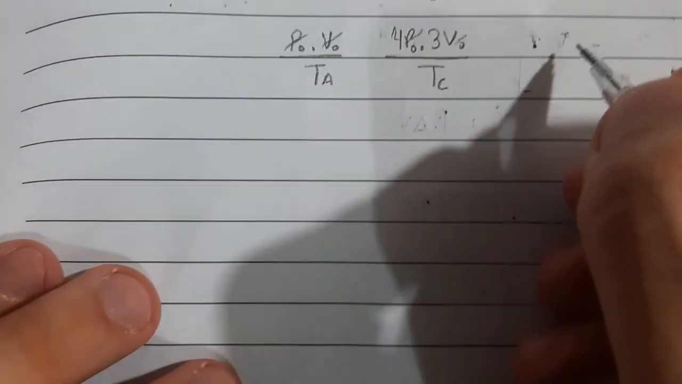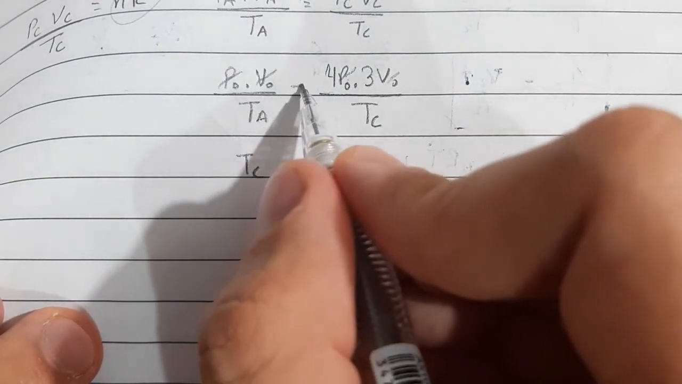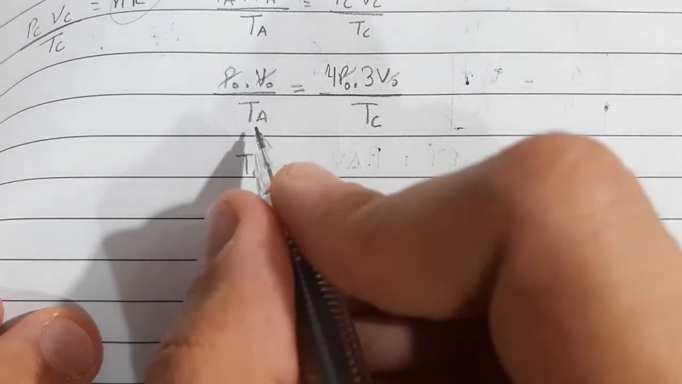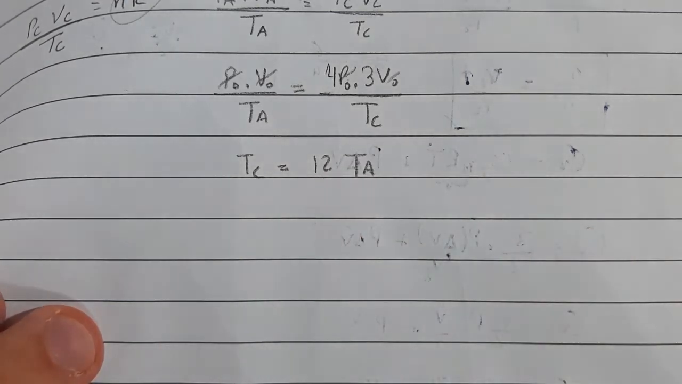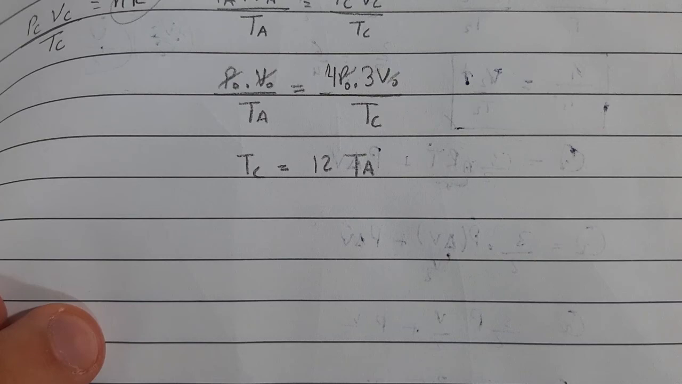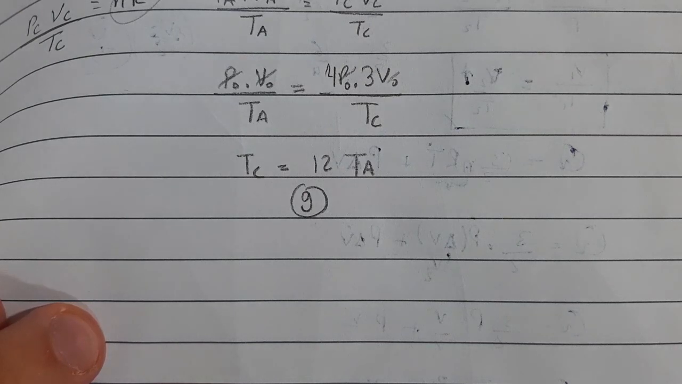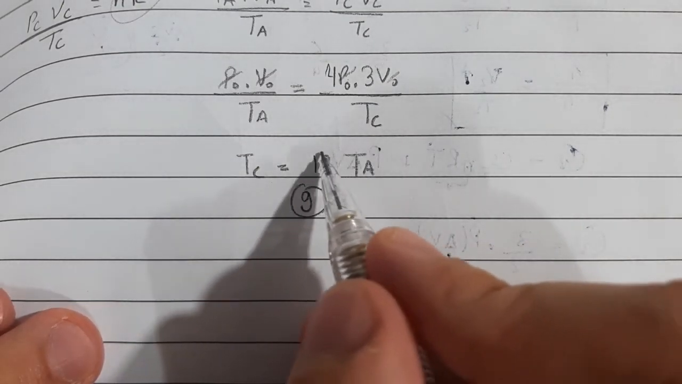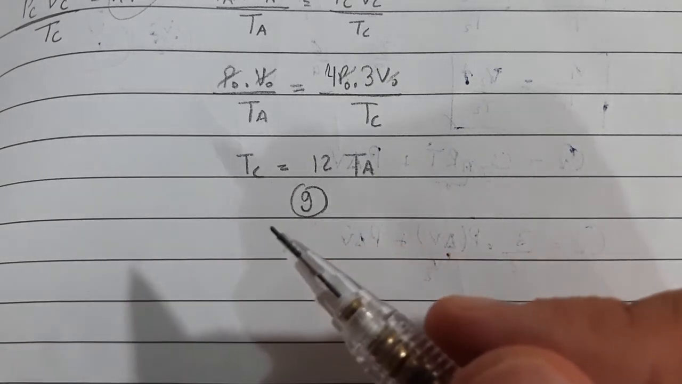So we know that the temperature in C, this goes there and this goes there. Here we have equality, right? So the temperature in C, 4 times 3 is 12, times the temperature in point A. Okay, which gives us G. He asked what multiple of the temperature at A is the temperature at C. Well, it is 12. You multiply the temperature of A by 12 to get the temperature of C. So the answer is G.